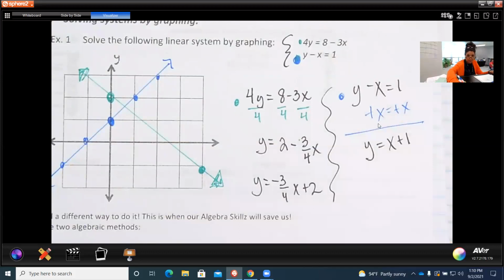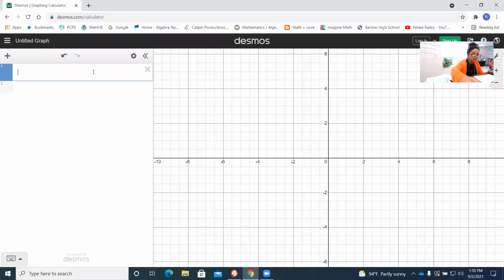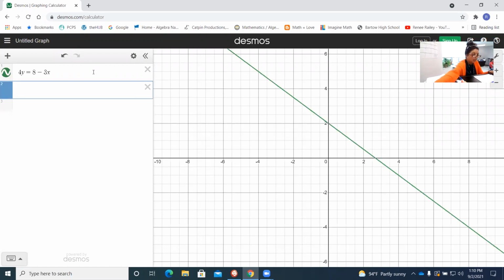Okay, if we use some graphing technology, do you think we could tell precisely what it is? Like if we use, let's say, Desmos. Let's do 4y equals 8 minus 3x, and y minus x equals 1. All right, so it looks like ours is 0.571 comma 1.571. Do you think we would have come up with that precisely? No. We were close. We said 1/2 comma 1.5, right? But we weren't exact. So graphing is not always going to be the best method.